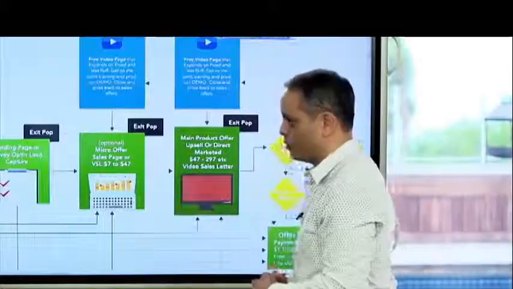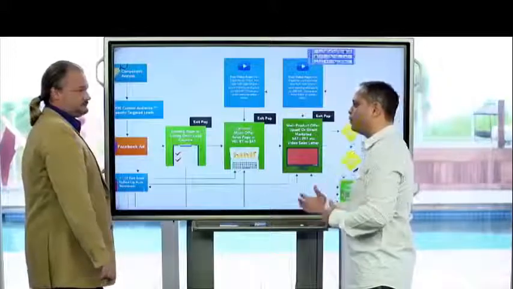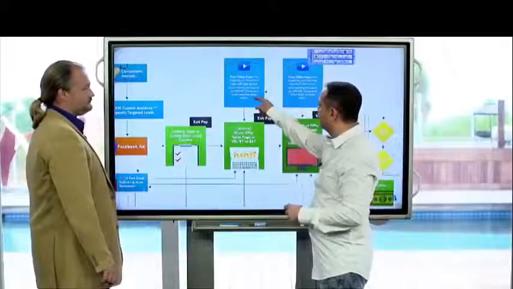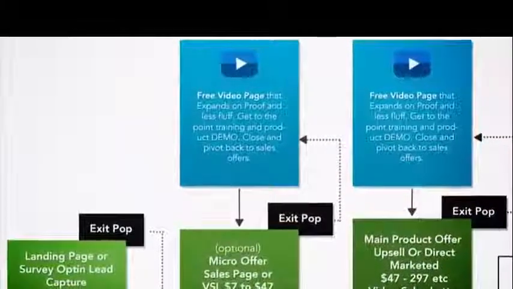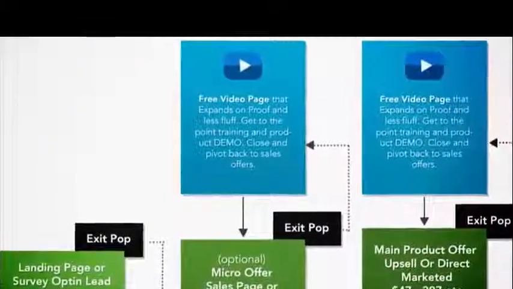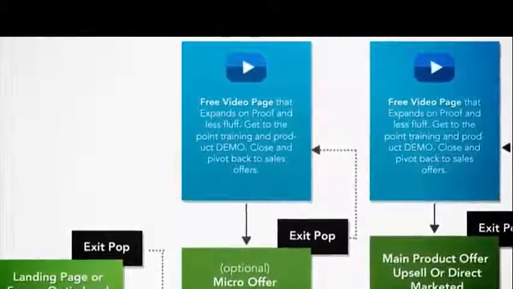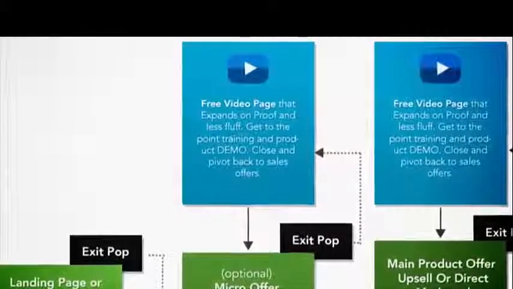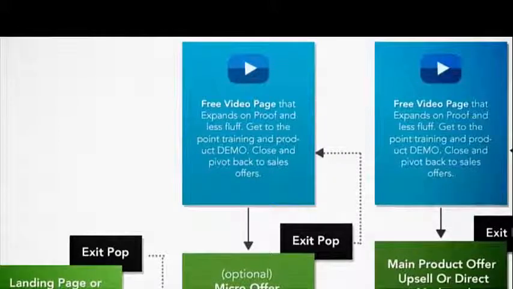The same thing with an exit pop. Now, we're going to get about 15 to 20% of those people to opt in. And what we offer here is a free video page that expands on proof and less fluff. We want to get to the point in the training, and we want to do things like product demo if we have software, and then we close and we pivot back to this original offer.